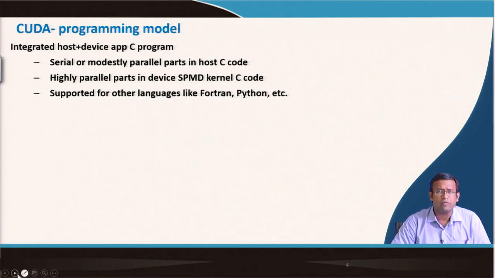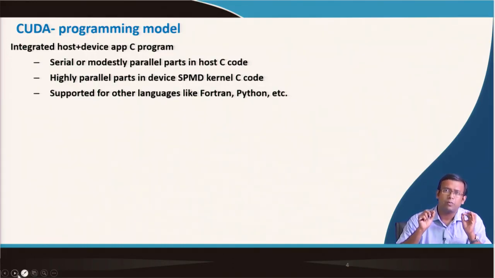Now, we will see how the programming model works. Any CUDA program is a host plus device application. It can be C, C++, Fortran or some other language, Python, Java. So, it is basically a CPU language program with CUDA function calls, integrated with the host part of the program, which will be executed by the host or the CPU, and the device part, which will be executed by the GPUs.